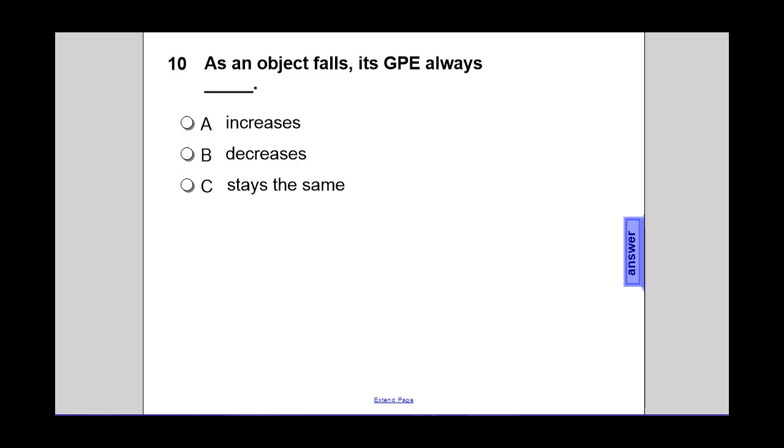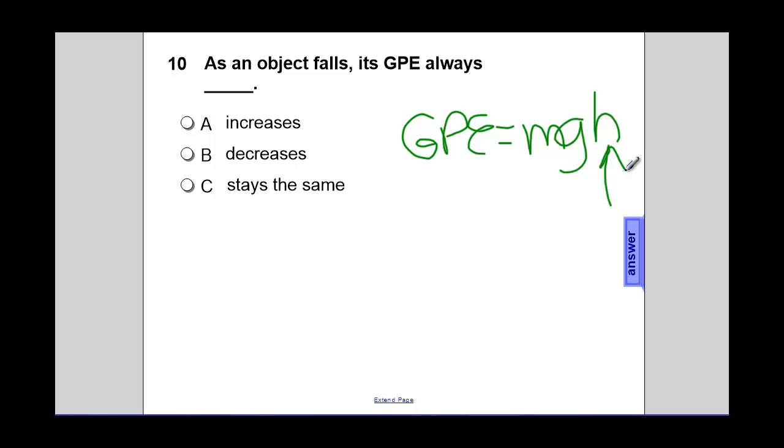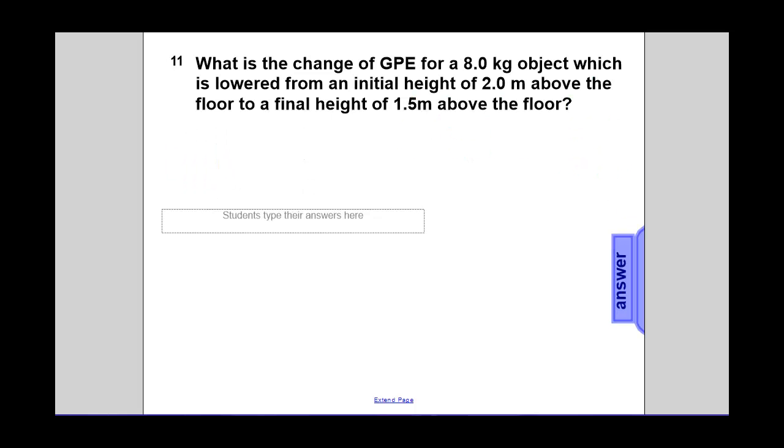So an object falls, its GPE always blank. So if you think about GPE equals mgh, if this number is going down, that means the height is going down, which means when they multiply, its answer is going to decrease because the number is going down.